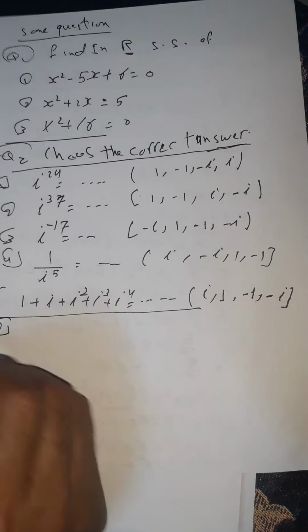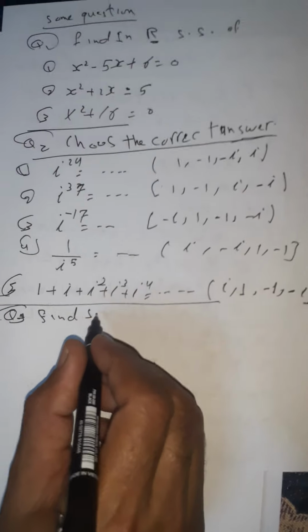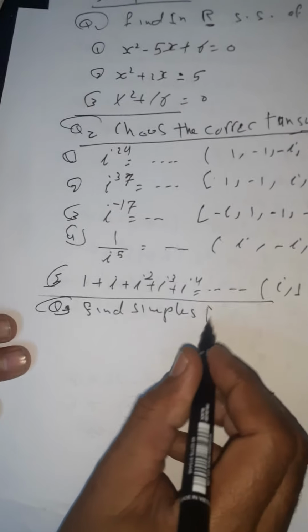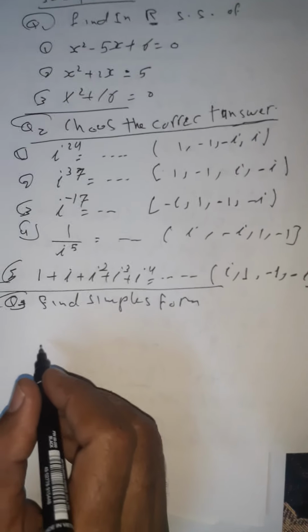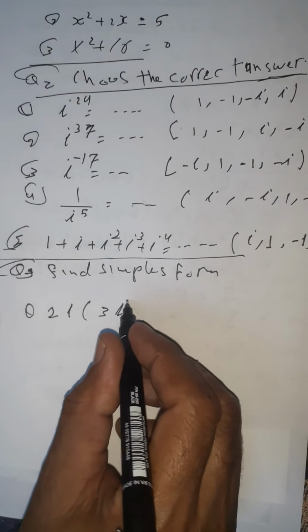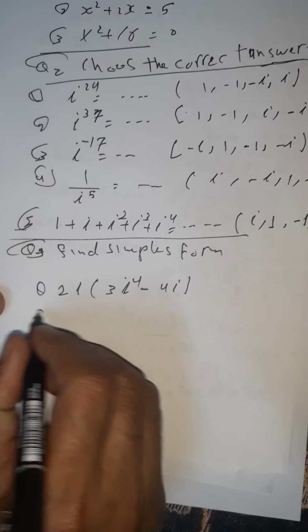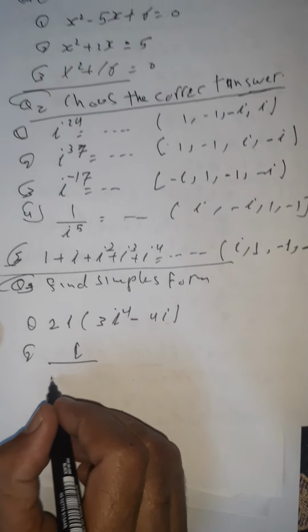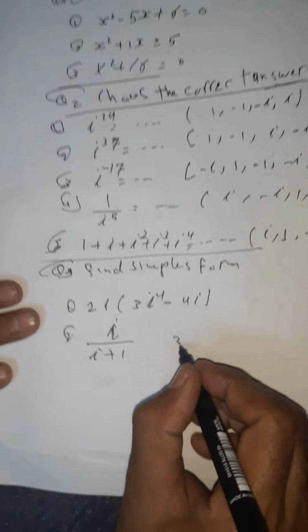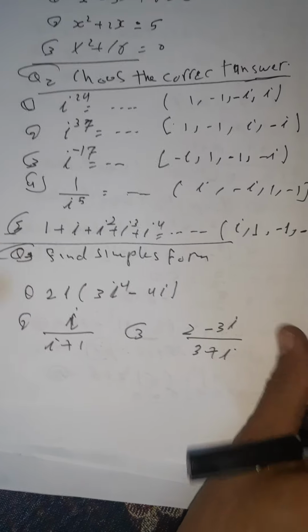Question number 3. Find in simplest form: number 1, 2I times 3I power 4 minus 4I. Number 2, I divided by I plus 1. Number 3, 2 minus 3I divided by 3 plus I. This is the third question.